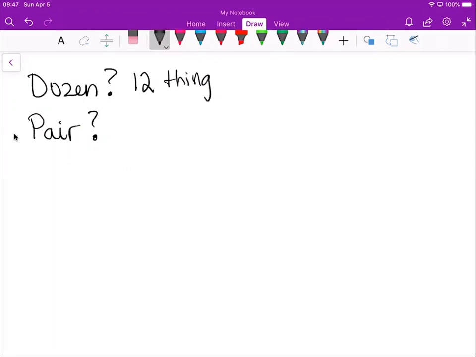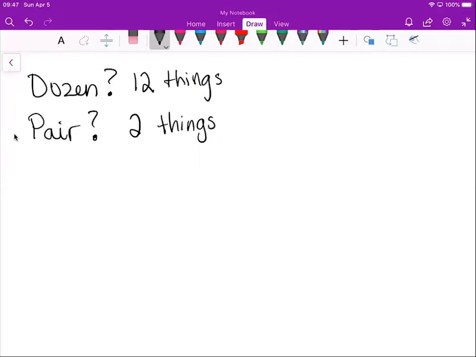Just like a pair, you might think of a pair of shoes, a pair of socks, a dancing pair, a pair of dogs. What you're really thinking of is the number 2, something coming in 2s. Again, it's 2 things. Why am I trying to get you to think about this?